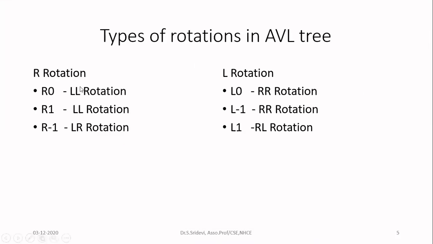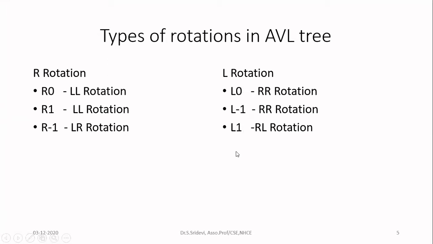We have already seen that there can be 6 different types of rotations: R0, R1, R minus 1. It means that you are deleting the node from the right subtree, and 0, 1 and minus 1 indicate that in the imbalanced node, the left subtree root has the balance factor of these values. Similarly, we have L rotation. L rotation means that you are deleting the node from the left subtree, and then 0, minus 1 and 1 indicate that in the right subtree of the imbalanced node, these are the balance factors of the root.